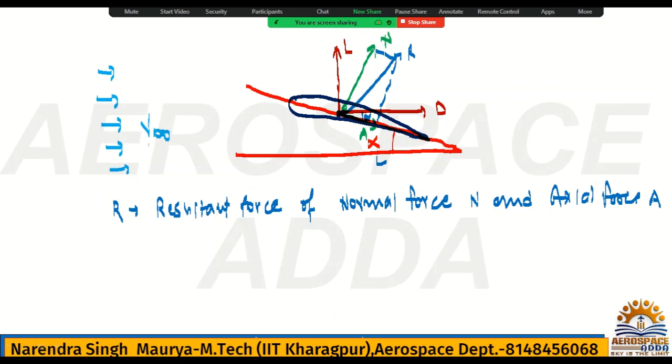So what I'm explaining is very short only. Okay, so I'm going to explain you basically three things as I have mentioned: L, which is lift, D, which is drag, and third is moment.